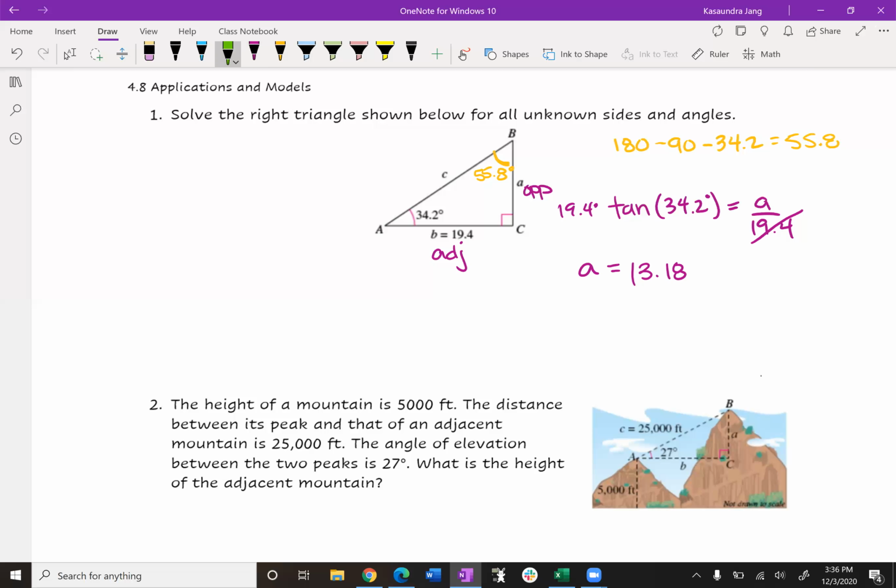The last thing I have to find is side C, which is the hypotenuse. Because I rounded side A, I'd rather use one that I didn't round. I think I'm going to go with side B here. It's still a messy decimal, but it was not rounded. So if I go with the adjacent and the hypotenuse, I probably want the hypotenuse over the adjacent. So I'm probably going to go with secant of my angle, and I'm still sticking with this angle, 34.2 degrees.